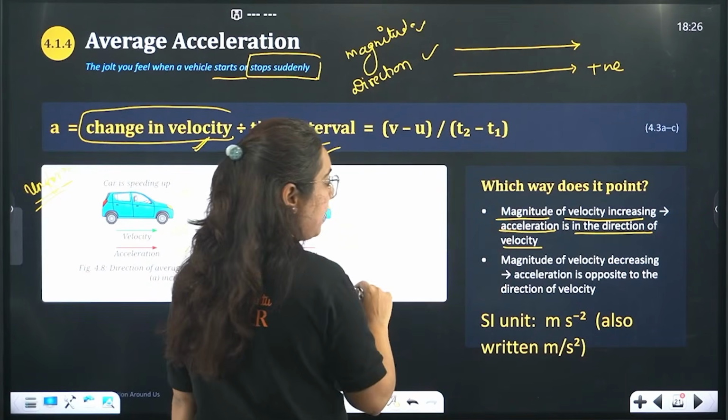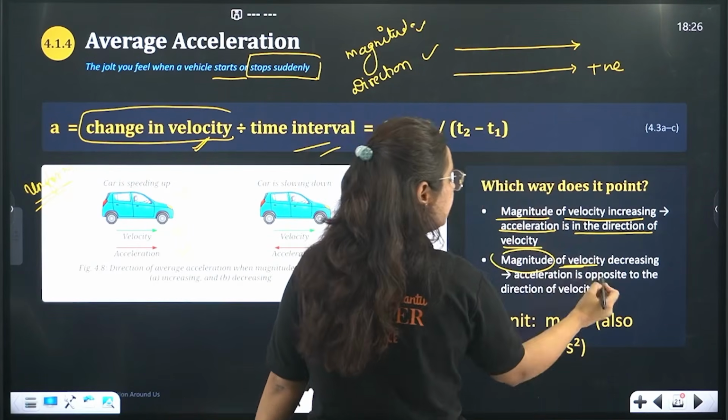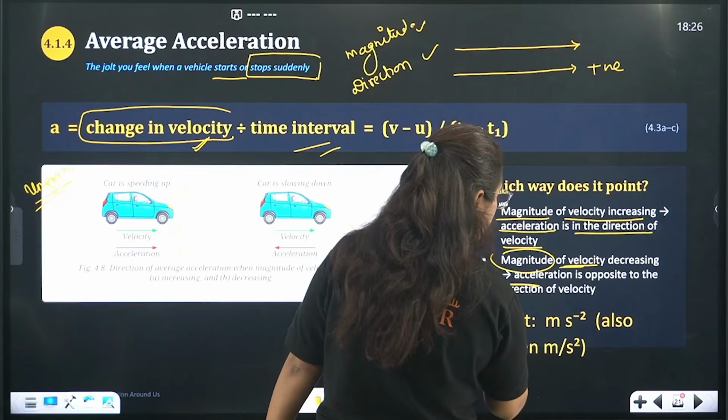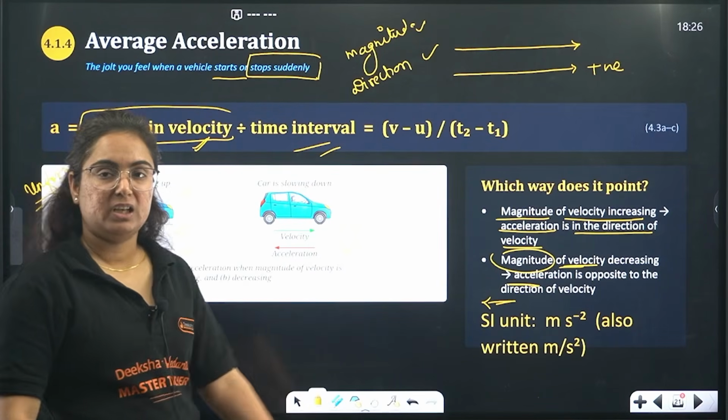But now what happened, beta? When the magnitude of velocity is decreasing, that means you are decreasing the speed. Acceleration will also go in the negative direction, what we can say.